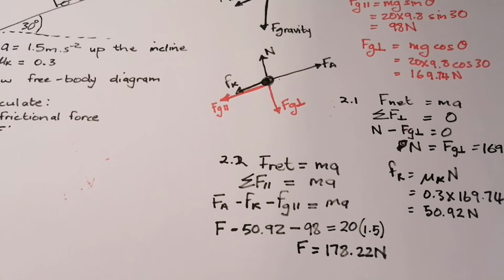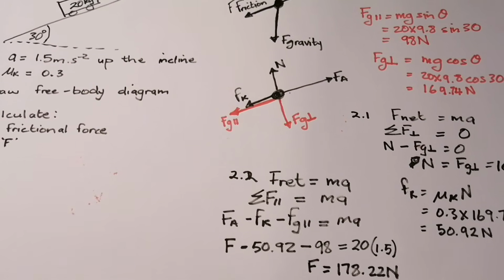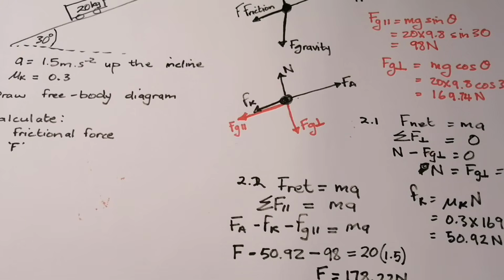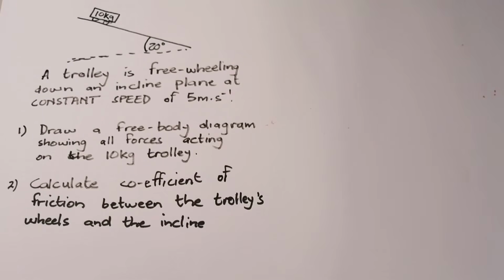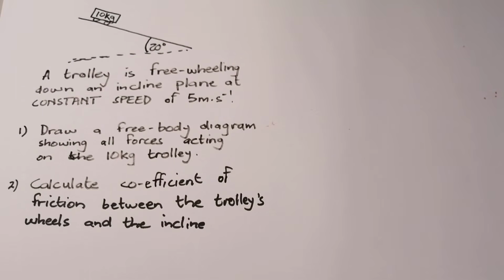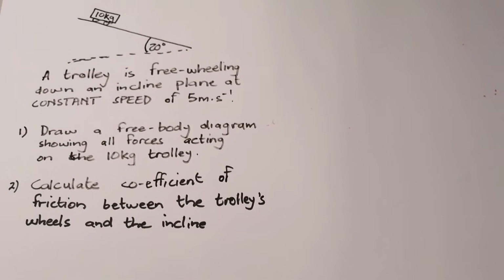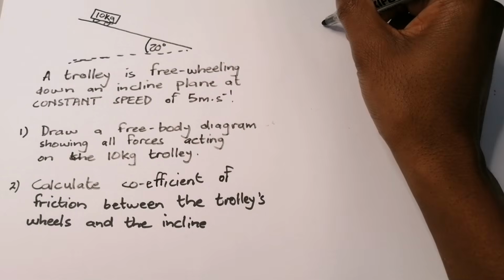Let's take another exercise. I hope this one has been somewhat well understood. Let's take the next one, our second scenario. We're looking at a trolley that is freewheeling down an inclined plane at a constant speed of 5 meters per second. First of all, we need to draw a free body diagram, so we're going to start with that just now.